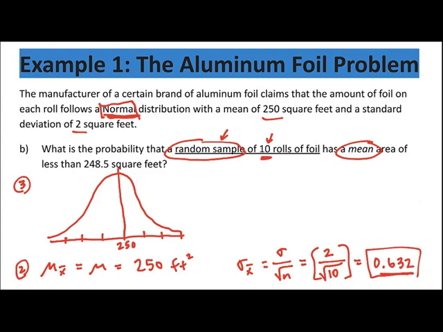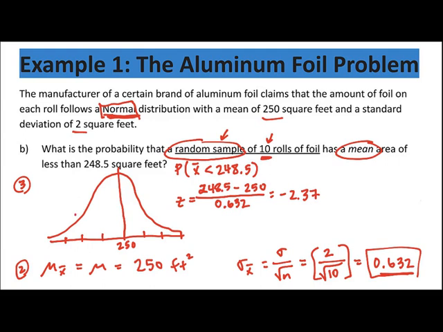So again, sometimes it can be helpful to write out a little probability notation. In this case, I want the probability that my sample mean for that sample of 10 rolls is less than 248.5. So then that 248.5 becomes my z-score. So I'm going to go ahead and find my z-score. My observed value is 248.5, minus the mean that we found was 250, divided by my standard deviation of 0.632, which gives me negative 2.37 as my z-score.